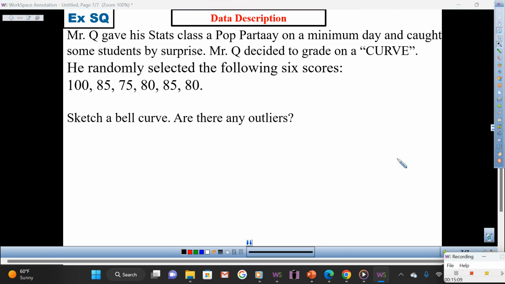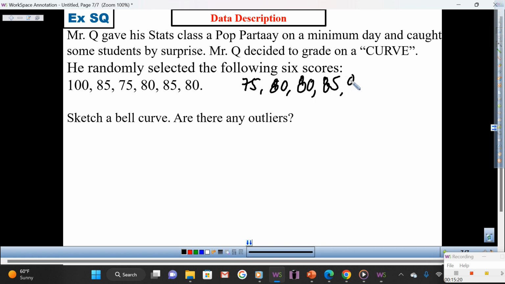All right, let's see. For the sake of time, here it goes. We got 75, 80, 80, 85, 85, and 100. So far so good, yes? Yes, Mr. Q. All right. Pedro, Q1. Q2. Q2 is 82.5. And Q3?